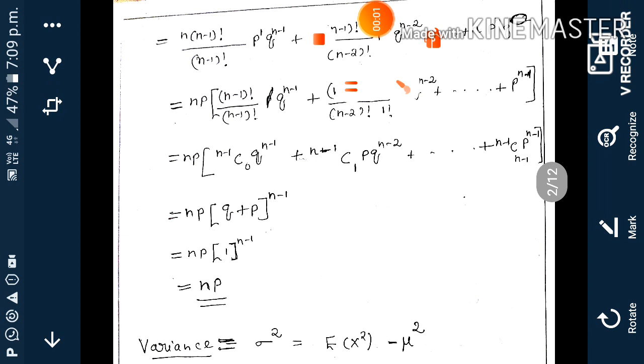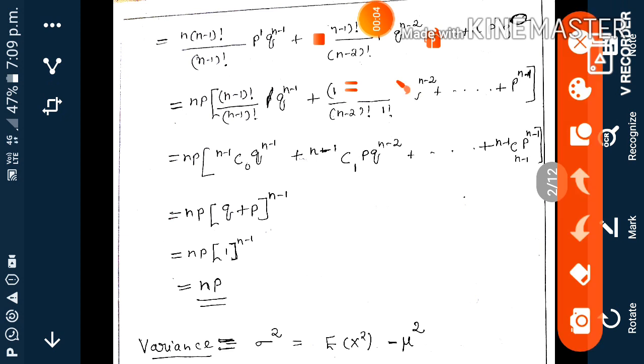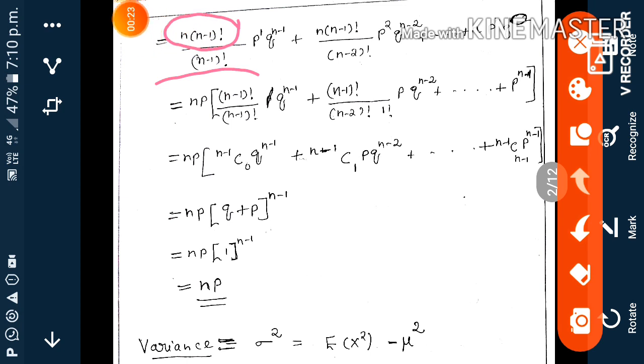On simplifying, we get n into (n minus 1) factorial by (n minus 1) factorial p to the power 1 q to the power n minus 1. What is this? We have written n factorial as n into (n minus 1) factorial. The second term also, we have written n factorial as n into (n minus 1) factorial, (n minus 2) factorial divided by (n minus 2) factorial p square q to the power n minus 2, plus etc. The last term is n into p to the power 1 q to the power 0, q to the power 0 is 1. Now we will take np outside.